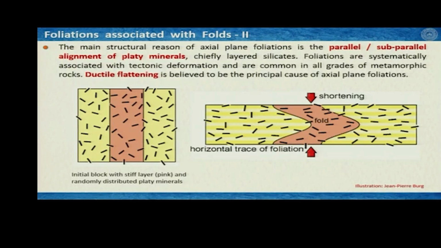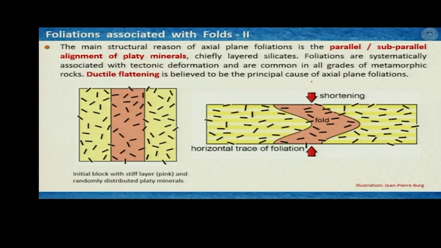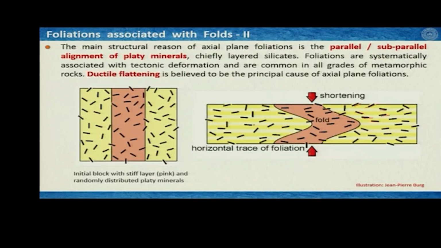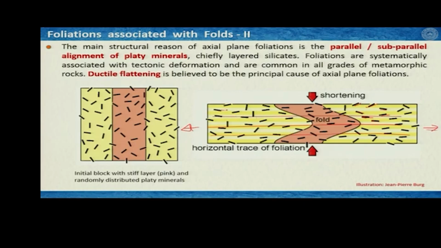Now, what we see in this illustration is that this pink layer is a stiff layer and this yellow layer is the soft layer, and if we deform it this way, it has a series of micaceous minerals, like these black lines here. If we shorten it, then we see the horizontal trace of foliations where all these little black minerals try to align perpendicular to the shortening direction, along the extension direction of this deformation. So, if shortening is this way, they try to align in this way, and then we develop a foliation which is known as axial planar foliation.